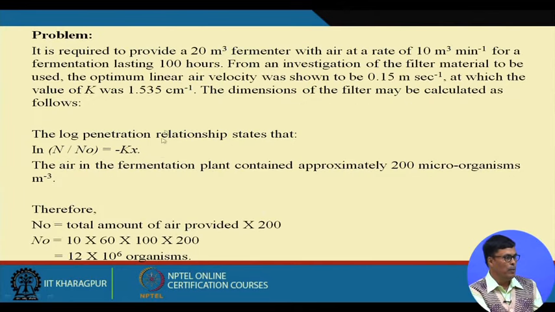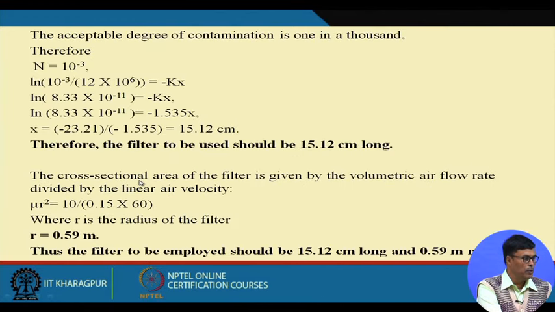So there is a problem here. It is required to provide a 20 cubic meter fermenter with air at a rate of 10 cubic meter per minute for a fermentation lasting 100 hours. From an investigation of the filter material to be used, the optimum linear air velocity was shown as 0.15 meter per second, at which the k value, which should be small k but by mistake is capital K, is 1.535 centimeter inverse. The dimension of the filter may be calculated as follows. This is very simple.